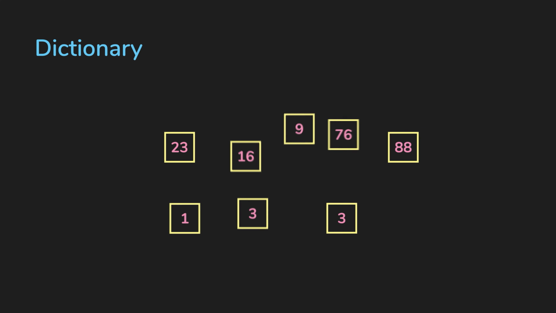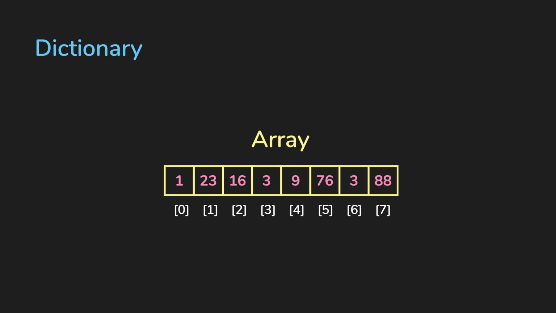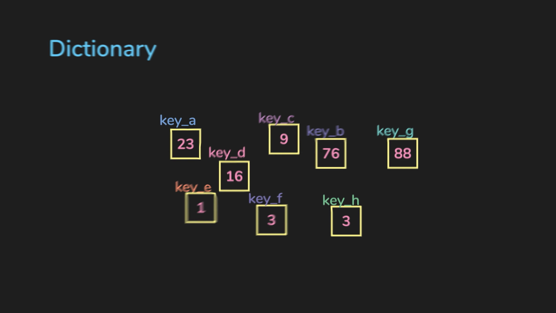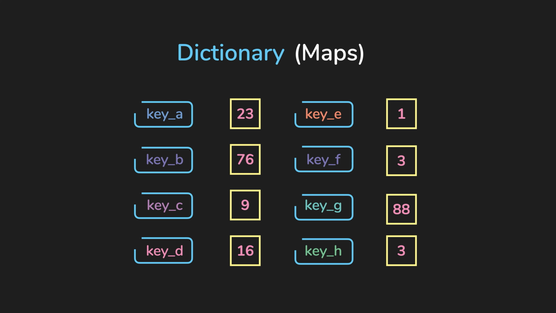In most languages, we usually have something called a dictionary. A dictionary can store a collection of data like arrays, but instead of accessing them with an index, you can access them with keys that are associated with each value. They are also called maps because it basically maps keys to values.